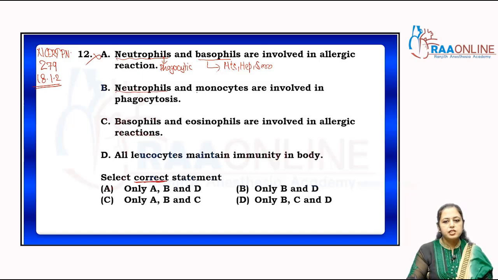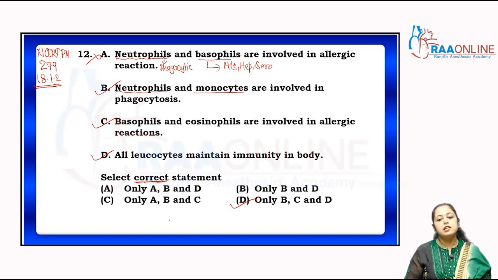Neutrophil is a phagocytic cell and monocyte is also a phagocytic cell, involved in phagocytosis. Basophils and eosinophils both are involved in allergic reaction. All the leukocytes maintain the immunity in the body, exactly. So options B and C are not correct. Only B, C and D together, that is the correct answer, D.